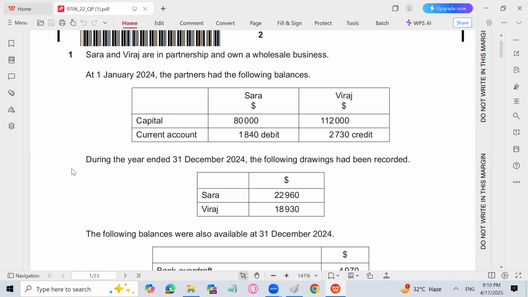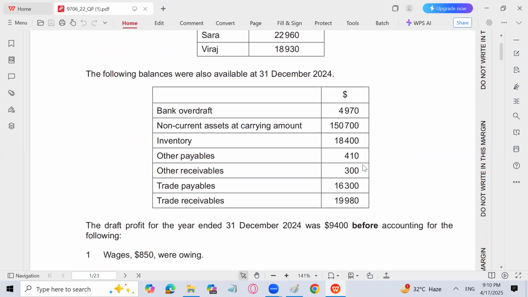Current account balances are given: 1840, which is a loss for Sara, and Viraj having a profit of 2730 in the current account. You can say that 2730 is supposed to be paid to Viraj, and for 1840 the business has to take it from Sara. During the year, the following drawings had been recorded: Sara 22960, Viraj 18930.